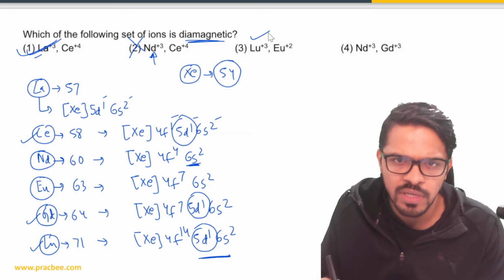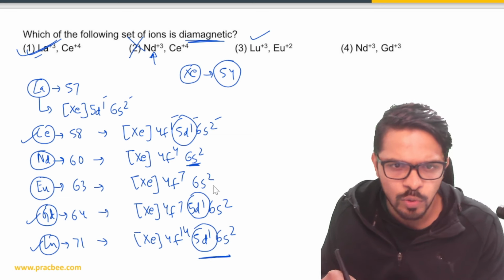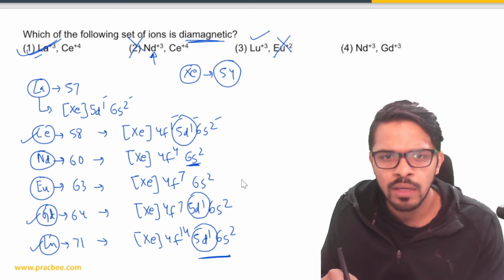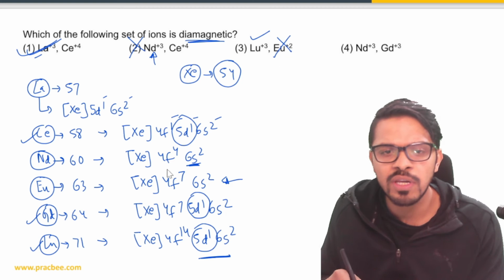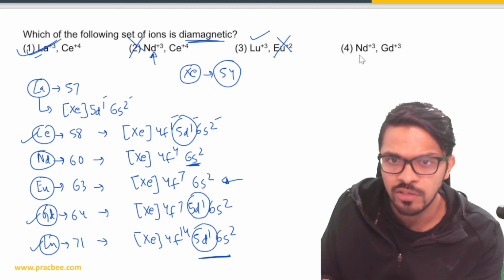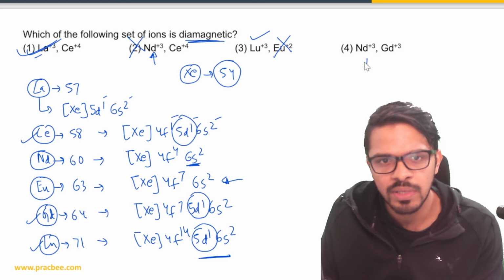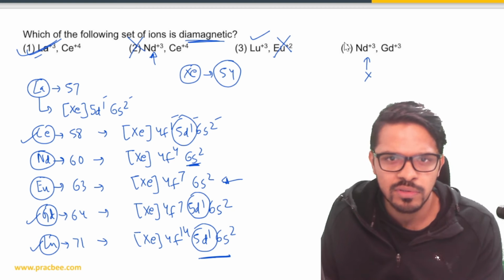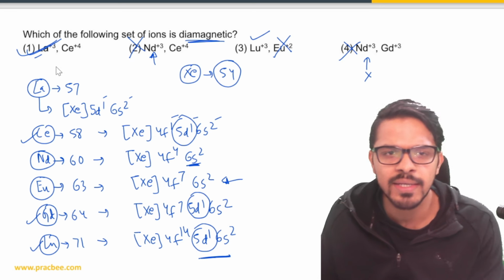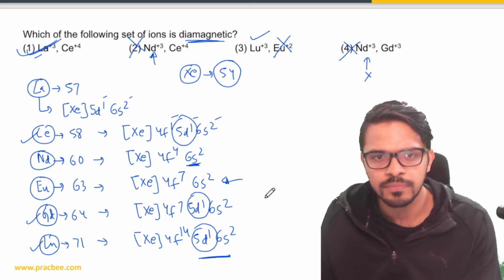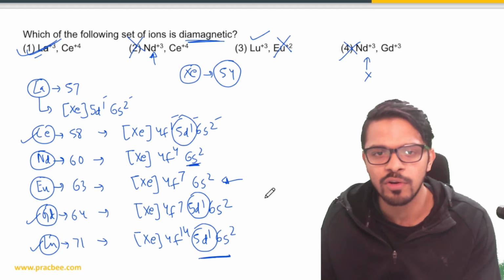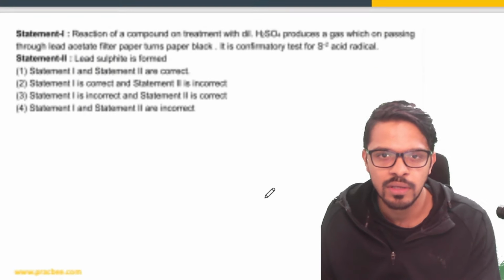Lutetium will give us diamagnetic behavior, but europium plus 3 would not give us diamagnetic behavior, as we have f7. Actually, it has the highest paramagnetism. This again will not give, so this is gone. The correct answer is first. Again, a question directly from electronic configuration of lanthanoids.